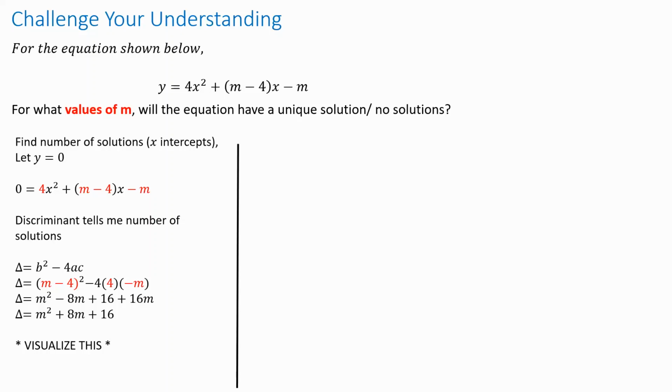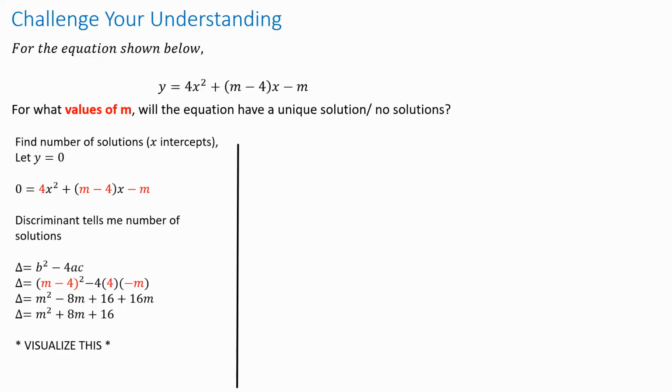So here we go. Same thing. We've got this equation. Here's the goals. Same goals. They say, for what values of n will the equation have a unique solution, meaning one x-intercept. That's what it means. Unique means one. No solution means no x-intercepts. Okay, so let's say we want one. Now, from what we understand before, the only way to get one x-intercept, what do you have to have?